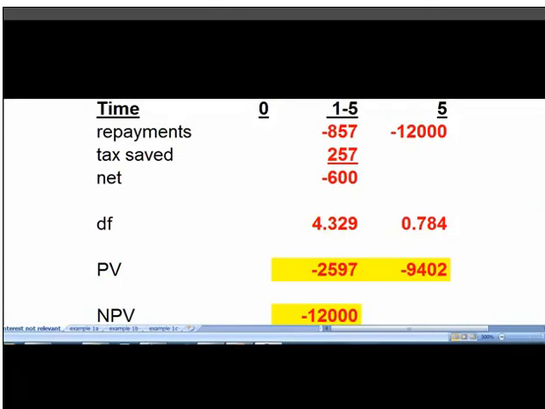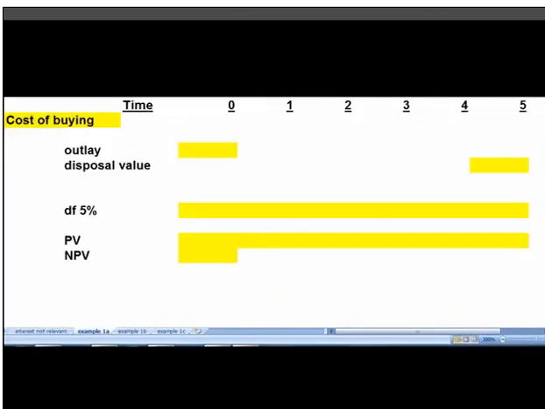Okay, so we can now set up a pro forma to do an NPV, and we're just going to drop in the amount of the loan just as a time zero value, because as we've just said, we're not going to worry about the interest payments, and we'll drop in the disposal value, and then pretty much we're ready to go.